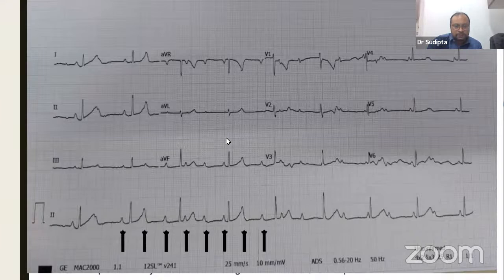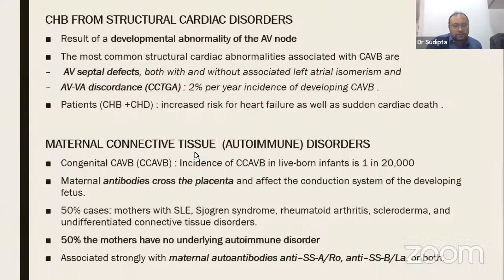So another example. Structural cardiac disorders most commonly associated include AV septal defects and congenitally corrected transposition or AV-VA discordance.